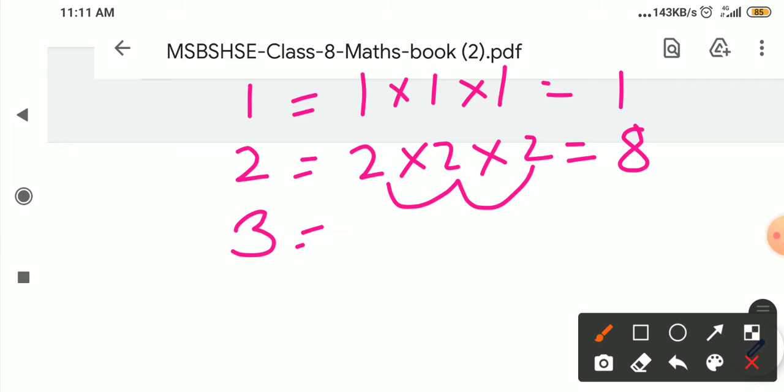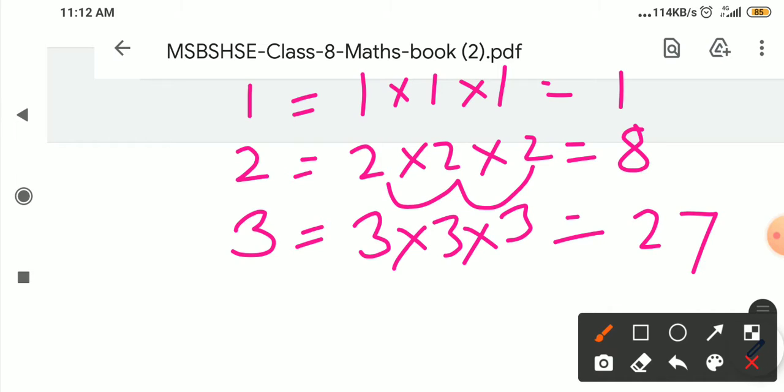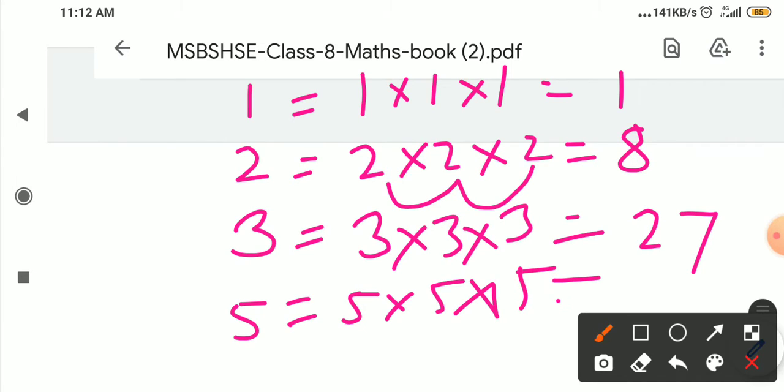3's cube is 3 into 3 into 3. 3 3s are 9, 9 3s are 27. Taking the example of 5, 5's cube is 5 into 5 into 5. 5 5s are 25, 25 5s are 125. And so on. Any number you take has a cube, for example, 10's cube is 1000.